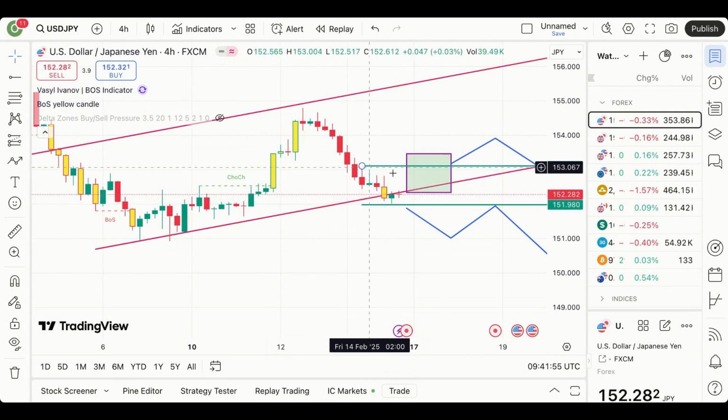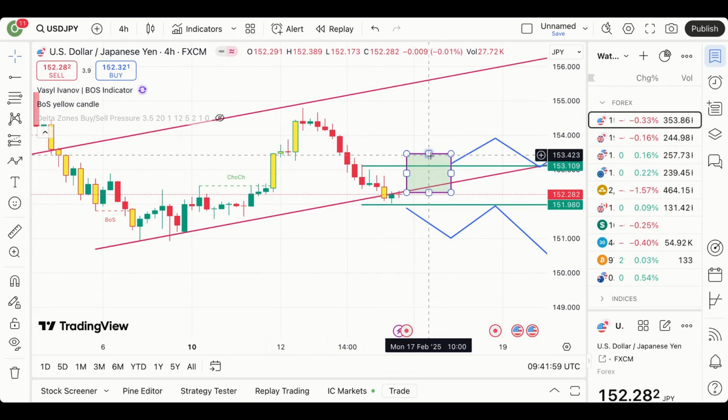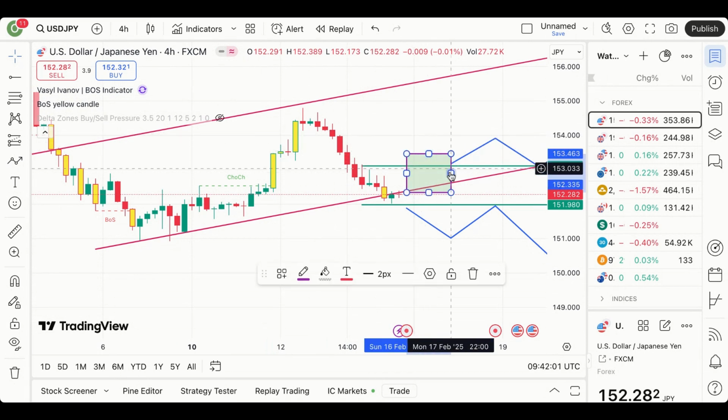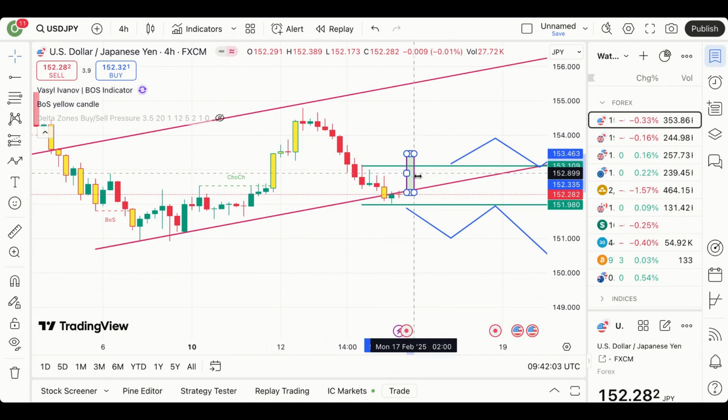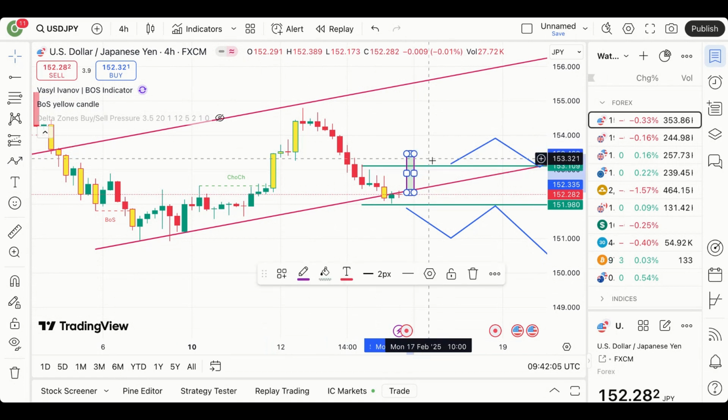So until we see that the candle breaks this end, you know, breaks this end and retests it. Once it retests it and starts going up, then we take our trade. So that is how to enter a trade.